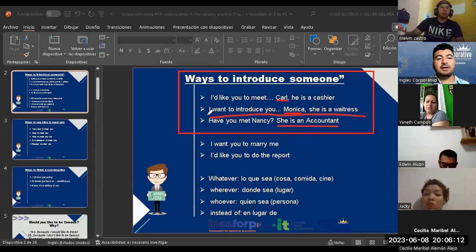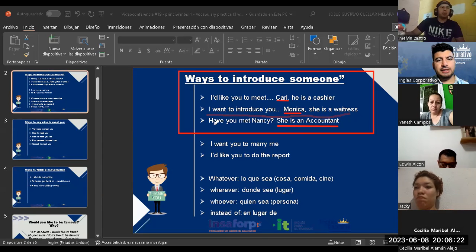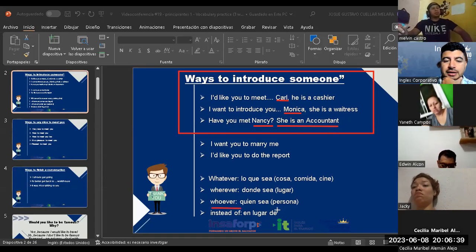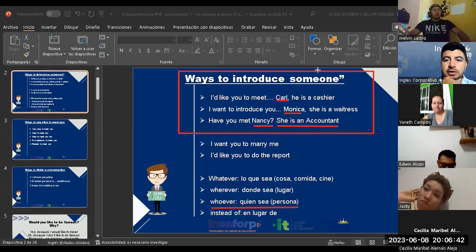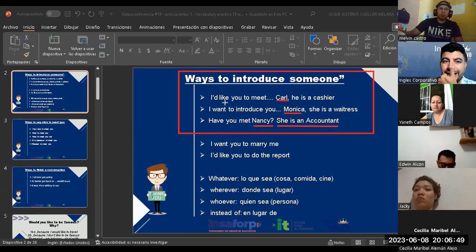She's a waitress. Or you can say, I want to introduce you, Ivania. She's a receptionist. Another example is, have you met Nancy? She's an accountant. You can say, have you met Tamara? She's a lawyer. Okay, so you can say information of whoever. Información de quien sea, whoever. Okay, so we're going to use one of these phrases and add information. You can mention the name of a person, the occupation or whatever you want. Entonces vamos a elegir una de estas, agrega un nombre y una ocupación, ¿ok?